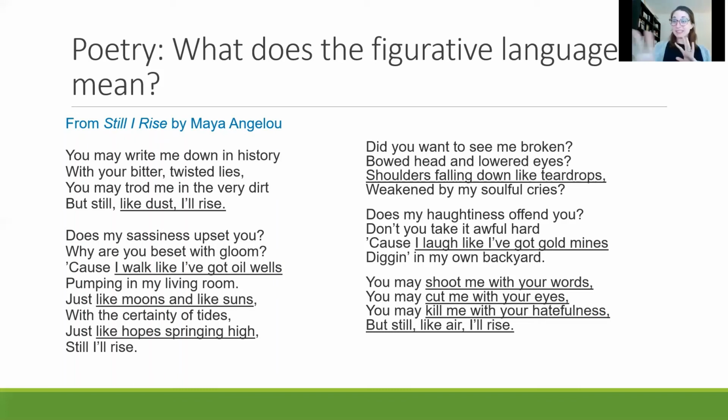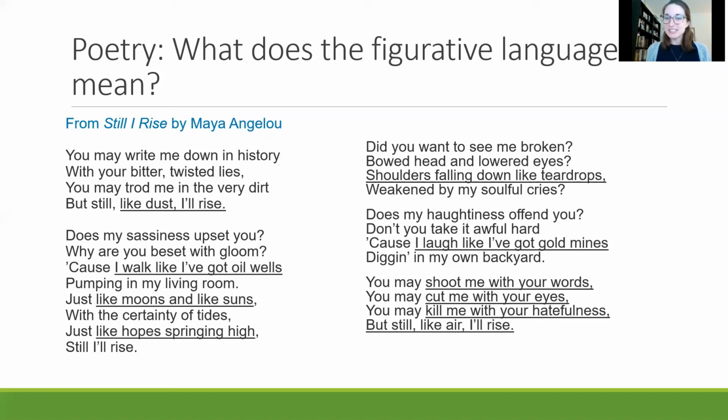Now remember to keep that distance from the literal here. This person's not saying they actually have oil or they have lots of money, but they're walking like they have them. Now, also, if we see the like moons and like suns and like hope springing high, that's a comparison again with the rising. So the moon and the sun every day, we know we can count on them no matter what happens the day before to rise. And like hope springing high, that gives us a great visual of what it means to rise.